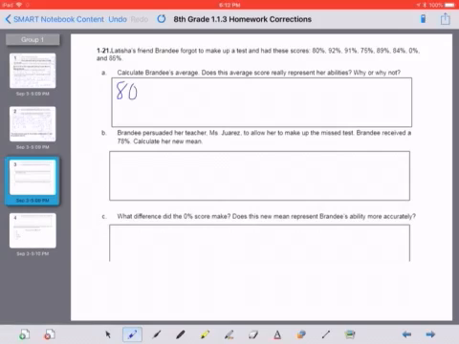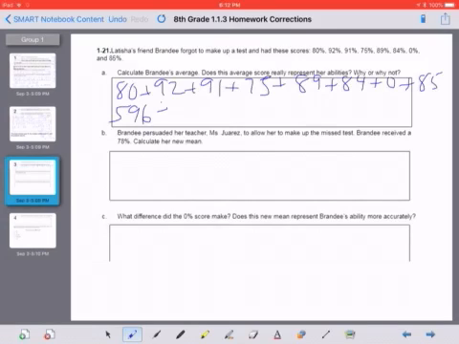So I would do 80 plus 92 plus 91 plus 75 plus 89 plus 84 plus 0 plus 85. And when I do that, I end up with 596. So I do 596 divided by 8, equals 74.5%.